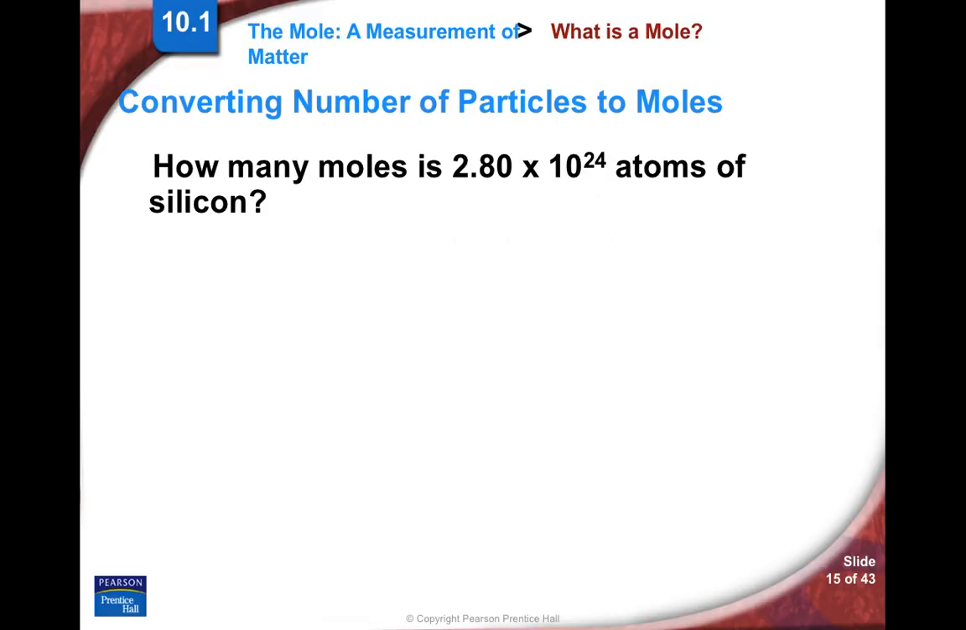Now, one of the hard things to do is converting. Again, we're not going to do too much of this, but we have to do a little bit. One of the types of problems is converting from a number of particles, whatever they are, into moles of those particles. So this one says 2.80 times 10 to the 24th atoms of silicon. It's really irrelevant what the element is, but they want to know how many moles. And of course, that's our asked for unit, and atoms are what we've been given.